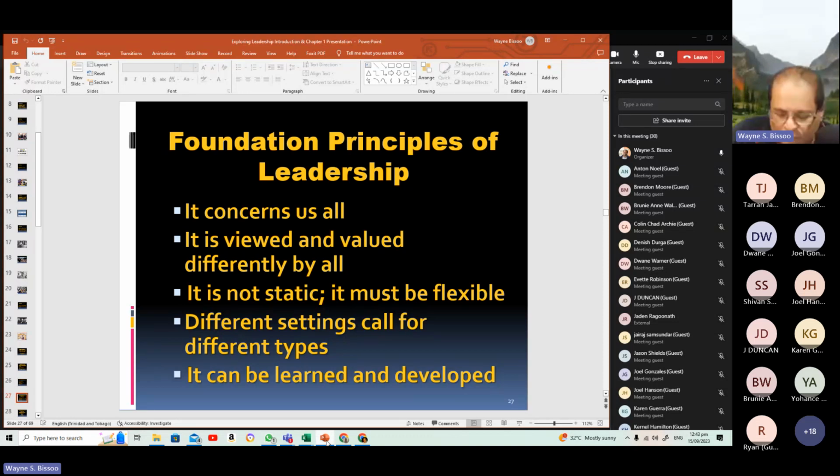And importantly, the most important thing here is that in terms of the relational leadership process, this model believes that it is a skill that can be learned and developed, as opposed to how a lot of people feel that leadership is something that you have to be born with.